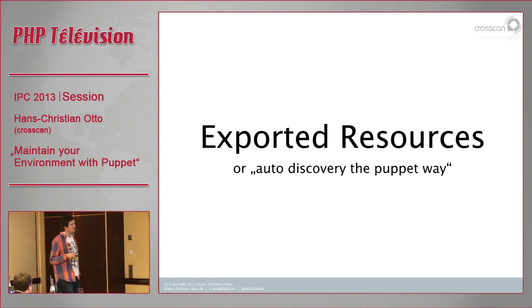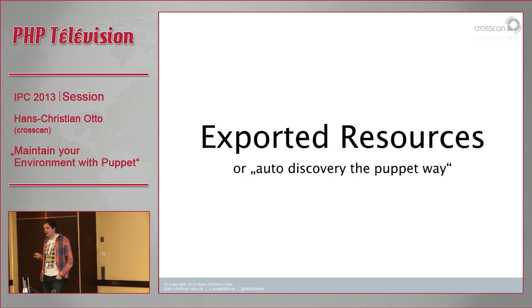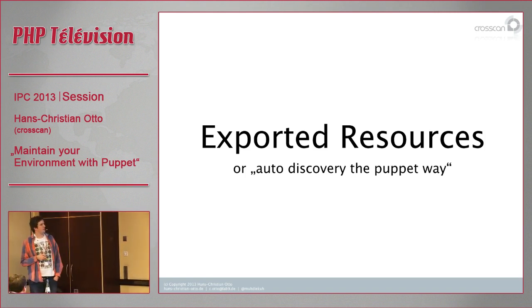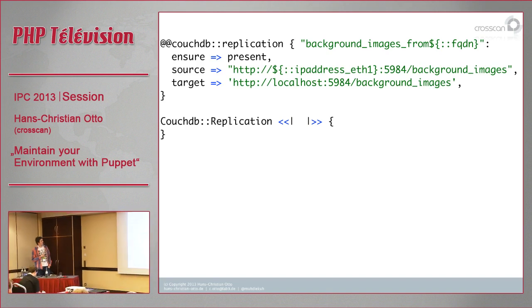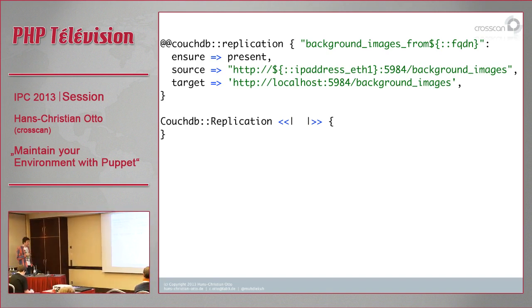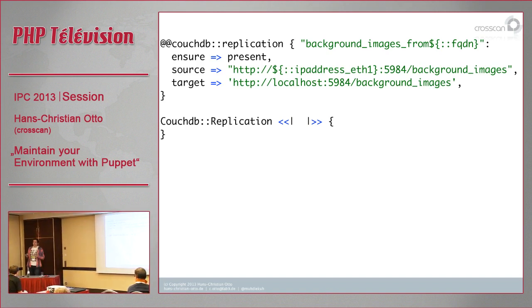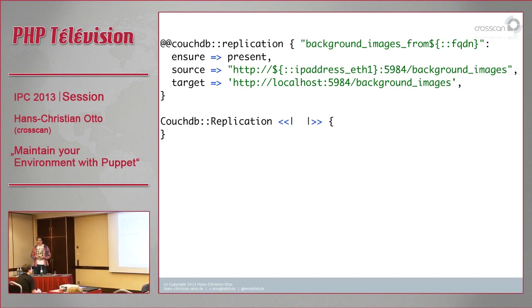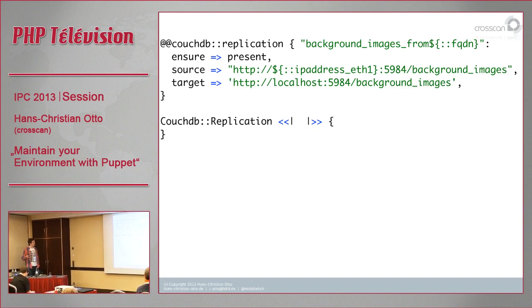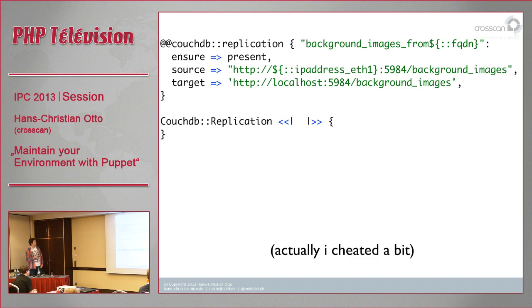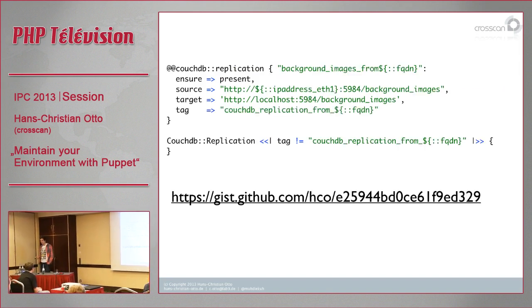I want to get back to the exported resources because they're kind of the auto-discovery of Puppet. And we can use it for replication as well. All our database servers export this CouchDB replication thing, and all of them also collect all of the CouchDB replication defined types. And this automatically sets up a replication between all our database servers. So if you have some application running that doesn't do auto-discovery, Puppet will help you here. As we're running kind of short of time, I'm not going to get into detail here. You will get the slides afterwards and can look into it. And also, I kind of cheated in this slide a bit, and there's something missing. But you will have the slides later and can figure out what it means.